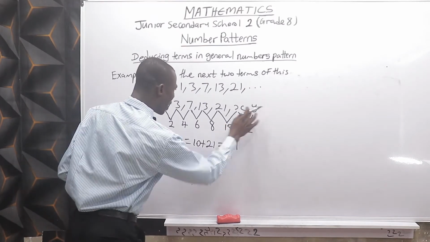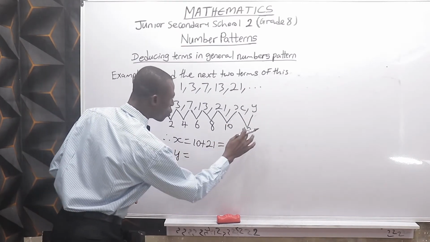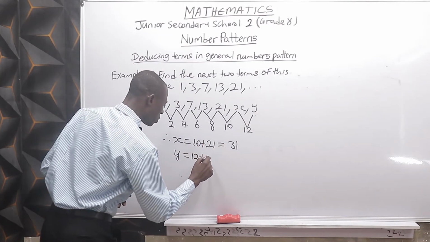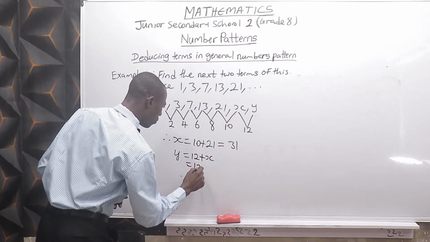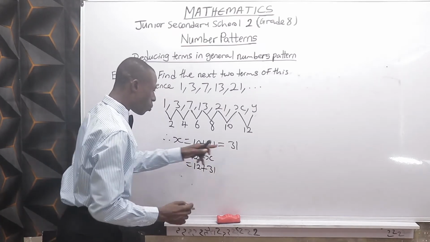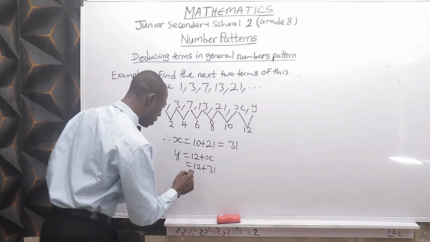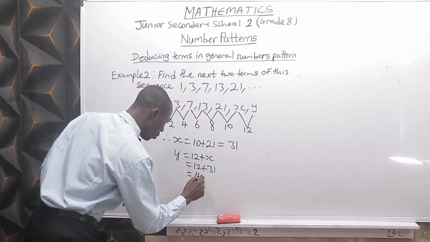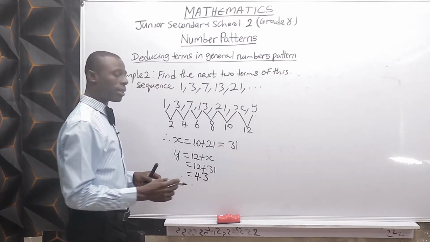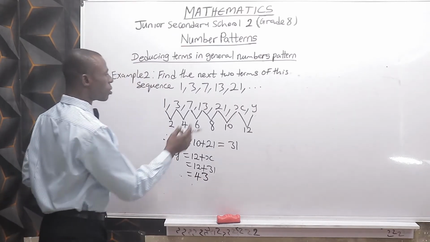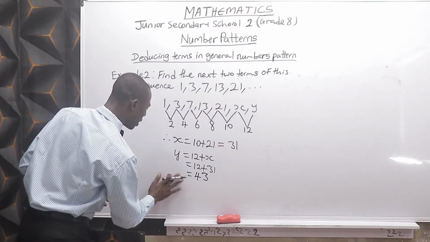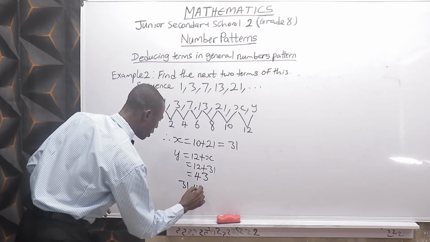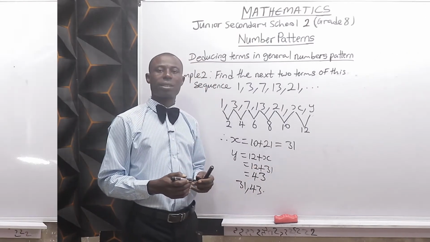To get Y, Y will be equal to 12 plus X. So that is 12 plus X, which is 12 plus 31. We have gotten X previously. So 12 plus 31 gives 43. And that is it. Therefore, the next two terms in this sequence are 31 and 43. And that is that.